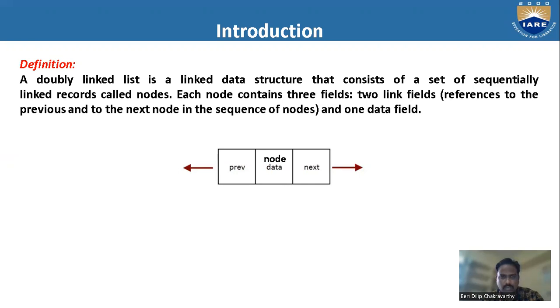Suppose you move to the third node and you want to come back to the first node. It is not possible in single linked list, because we don't have the address of previous nodes. So that is the drawback. In single linked list we can only move in the forward direction, but we can't move in the backward direction. To overcome this drawback, we got another concept called double linked list, where we store two types of links: the address of the previous node as well as the address of the next node.